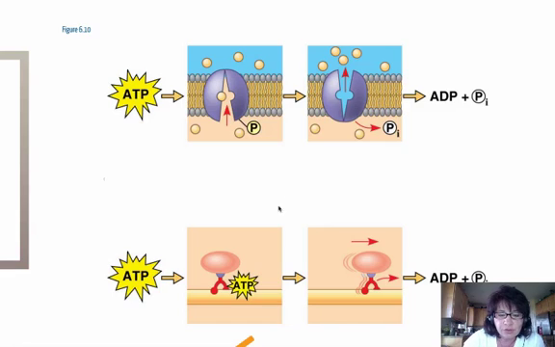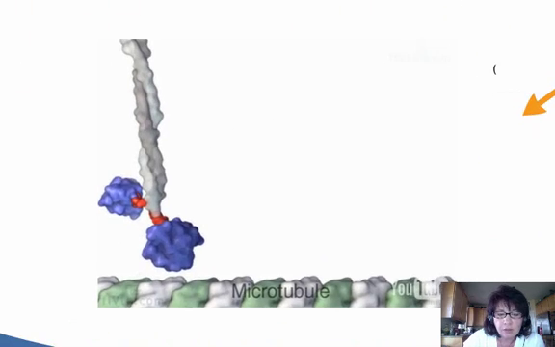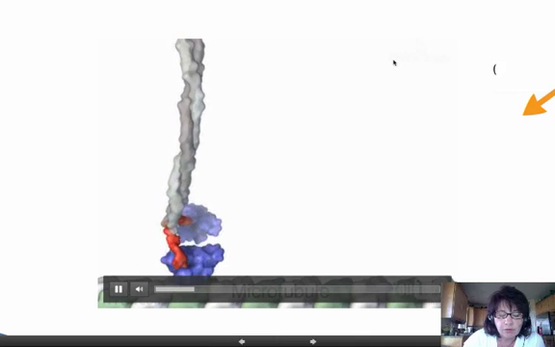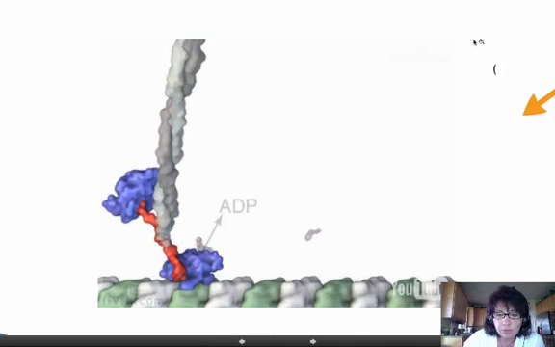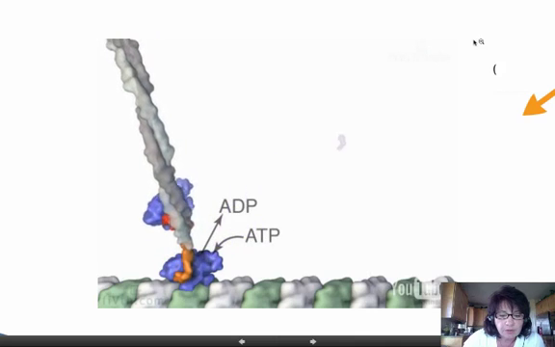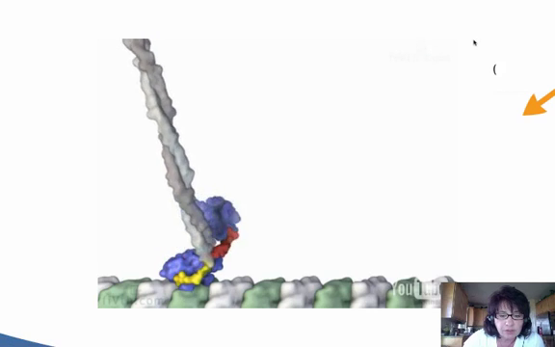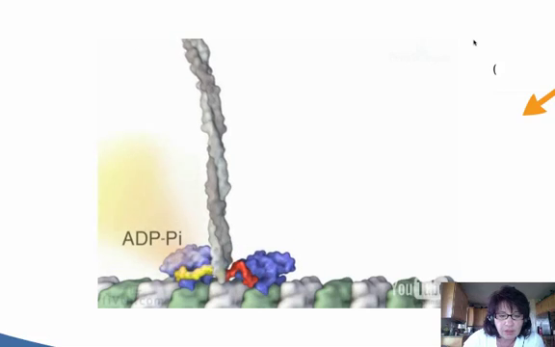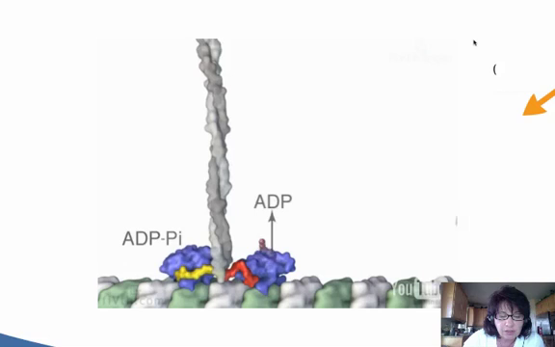Another use is to power these motor proteins. We have microtubules in the cell you just heard about recently, and we have vesicles that get carried along those microtubules. And here's a little video of how it works. The microtubules are on the bottom. There are the dynein molecules that bind ATP and then release it as ADP plus phosphate.